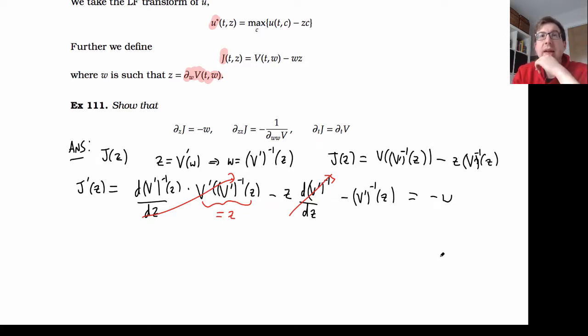And from this we can apply similar calculus rules to derive this guy.